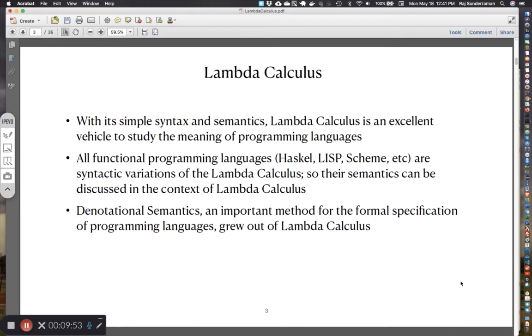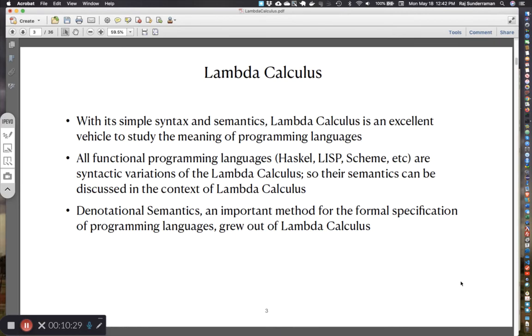And all these languages are syntactic variations of the lambda calculus. At the heart of it, the features of lambda calculus are implemented in Haskell, in Lisp, in Scheme, and so on. Which means that if you want to understand the meaning of Haskell programs or Lisp programs, you can use the semantics of lambda calculus in understanding the meaning of those programs. And the third point is something we will cover a little bit in this class as well, or actually we might have covered earlier.